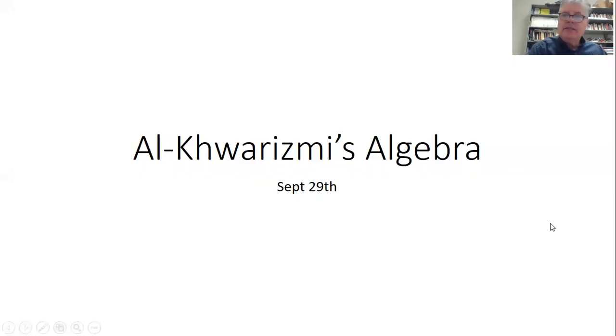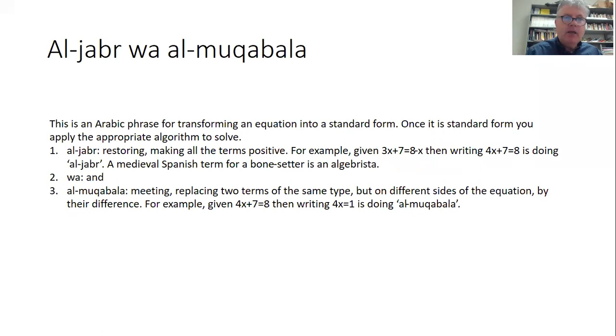Okay, let's finish this week's lectures from me by looking at Al-Khwarizmi's algebra. First, let's have a look at this interesting Arabic phrase. I guess it's Algebra wa al-Muqabala. So this is the Arabic phrase which describes transforming an equation into a standard form. And the idea is once it's in a standard form, you can apply the appropriate algorithm and solve it.